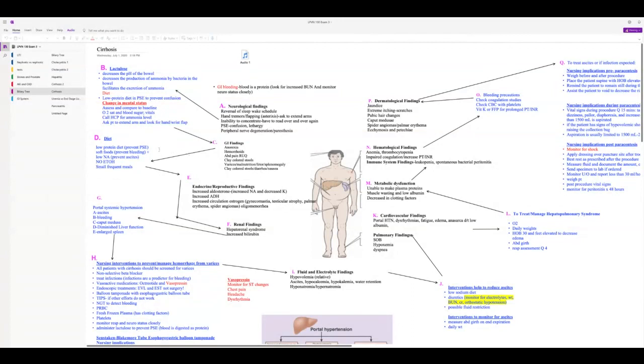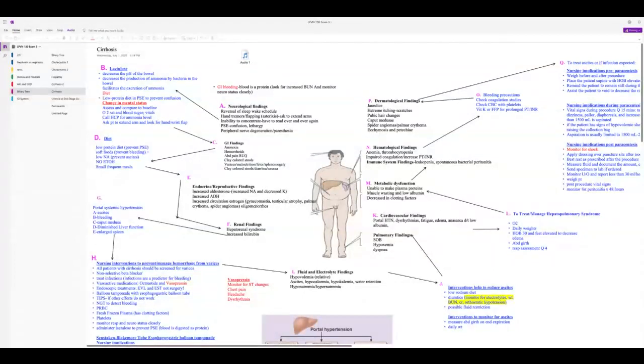For encephalopathy, they would be put on a low protein diet. For ascites, they would be put on a low sodium diet. Obviously, no alcohol, and small frequent meals in liver disease.